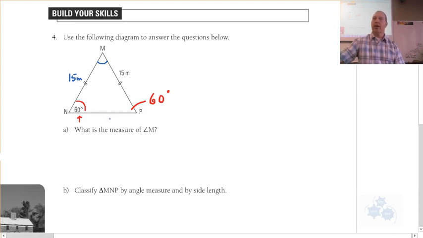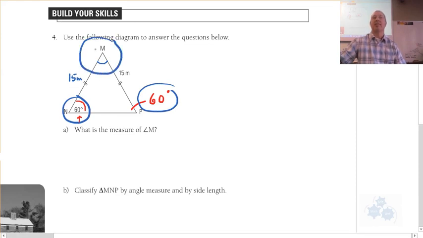What other kind of triangle is this now? Anybody? Acute. Yes, it's an acute triangle. That's not what I'm going for though. It's isosceles, but it's also what? Knowing that these two angles are 60, what does this angle have to be then? Yeah, it has to be 60. That's very good. So what's the measure of angle M? 60 degrees.